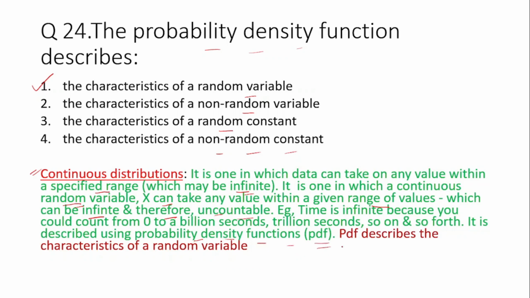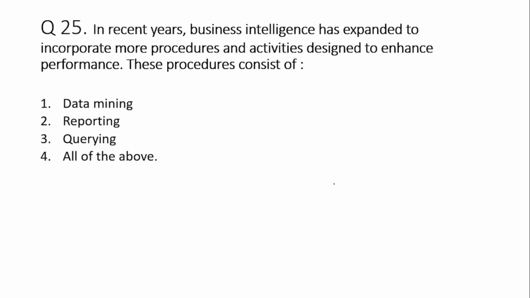So probability density functions. The main characteristics of a PDF is what? Describes the characteristics of a random variable. So either you talk about continuous distribution or the PDF, the characteristics basically you carry is that of a random variable. Hence my correct option should be option number 1. Let's come on to the last question.